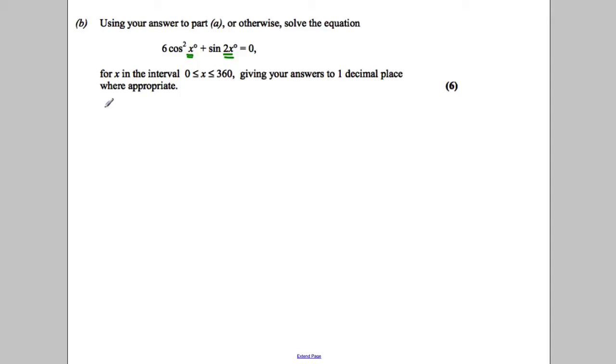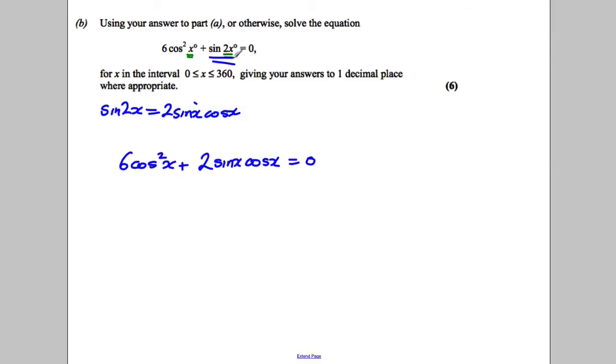Now, you should know your double angle formula. You know that sine 2x is equal to 2 sine of single x cosine of single x. So we can use that here to replace this by this. So we could write that 6 cos squared x plus 2 sine x cosine x is equal to 0. Solving that is equivalent to solving that. I can now factorise a factor of 2 and a cosine from both. So I can factor out 2 cosine x, and then I'd be left with 3 cosine x plus a single sine x is equal to 0.